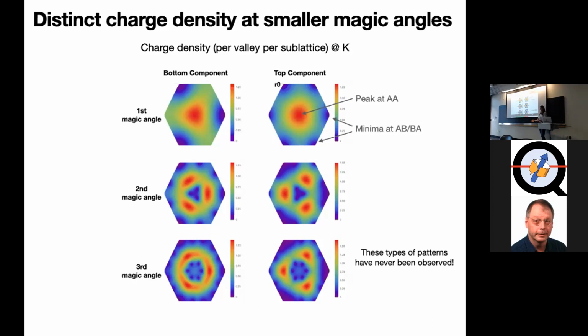So that's one reason why I think these second and third magic angles or beyond will definitely exhibit different physics, whether it turns out to be the same at the end of the day, or the same interacting phases are stabilized. That's a problem that needs to be worked out.